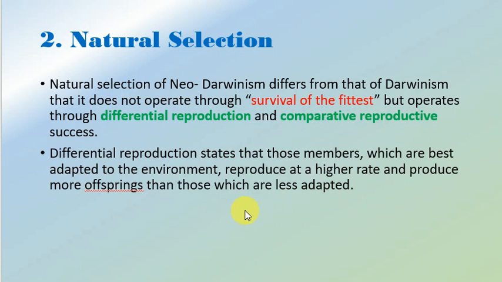What does it mean? Those which are fit have more efficient reproductive efficiency, and if they have more reproductive efficiency, then they are producing more progenies, and all those progenies are also fit in nature. Subsequently, for many generations, if they are producing progenies best adapted to the environment, then we can have a newer group which is selected by differential reproduction or comparative reproduction.